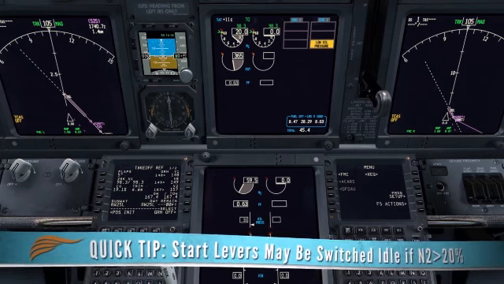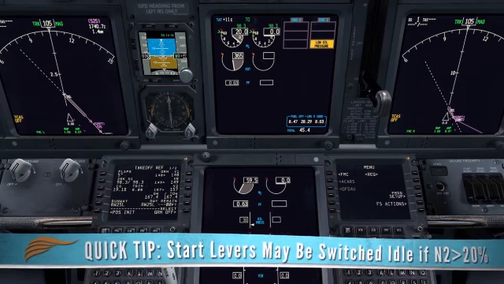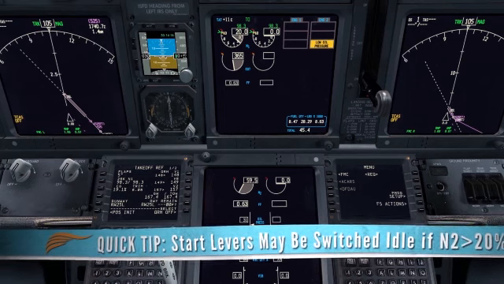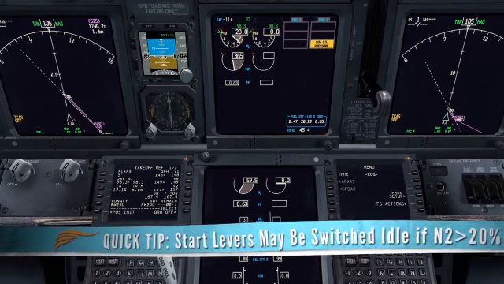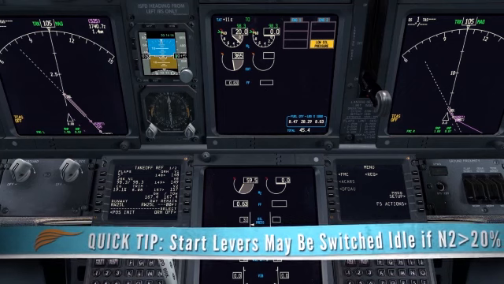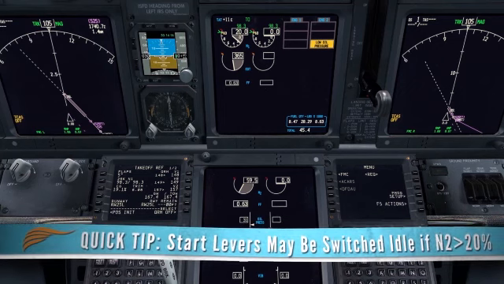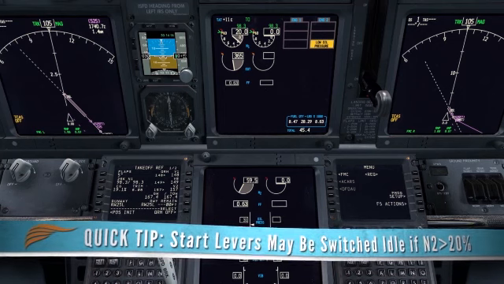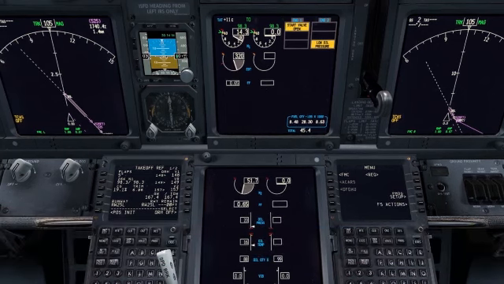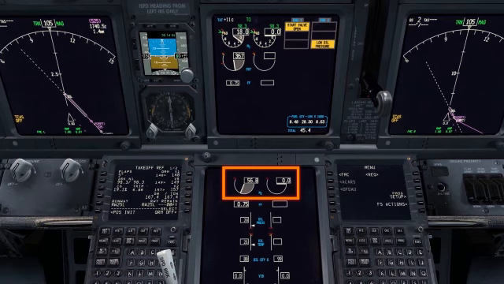If for any reason the engine doesn't seem to reach 25% N2, the engine start lever may still be moved to the idle position provided N2 is at least 20% and the N2 acceleration is less than 1% during 5 seconds. This condition is known as maximum motoring. When the engine is started and N2 reaches 56%, the engine start switches automatically move to the off position, and the start valve open light extinguishes.